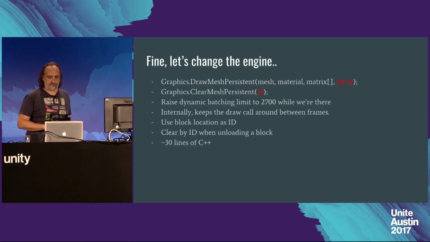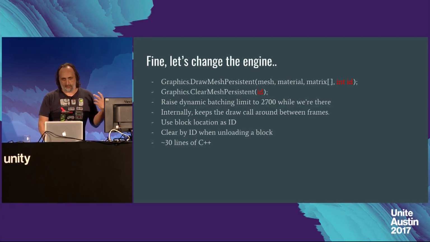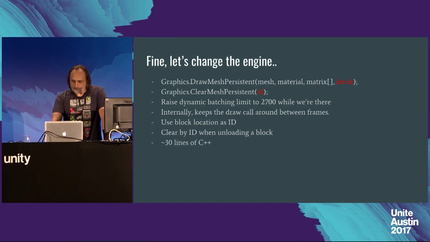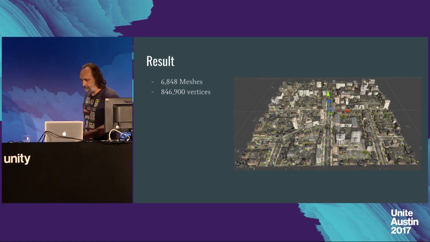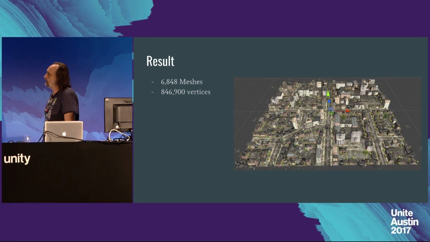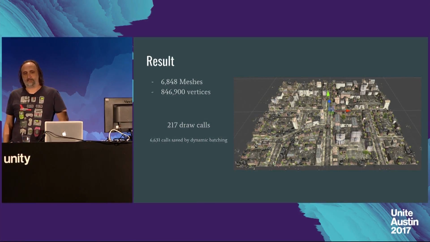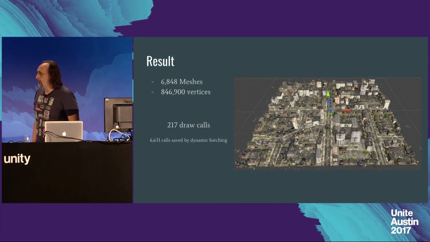So we kind of played with those numbers a little bit and got a little bit better batching out of it. And yeah, it ended up being about 30 lines of C, so it's not really a massive change, and that's something we could live with doing. So the result of this is that we start out with 6,800 meshes here. That's almost 1 million vertices. And then we end up drawing this in 217 draw calls because it all gets combined via the dynamic batching, and we save 6,600 draw calls.